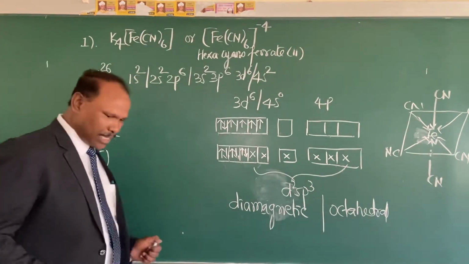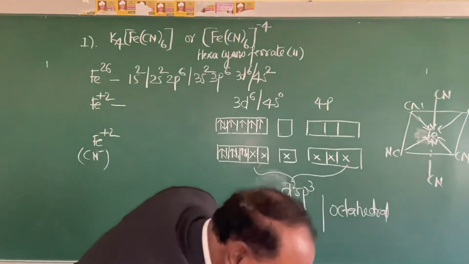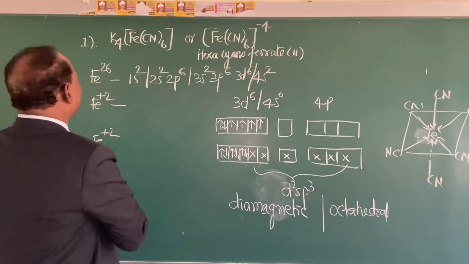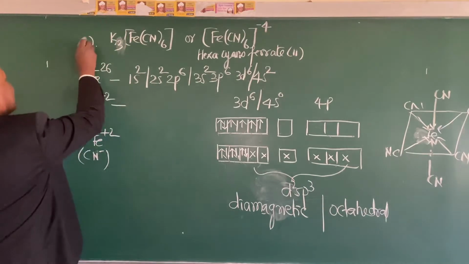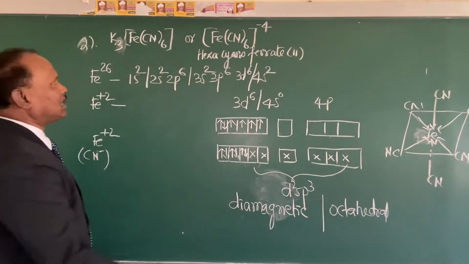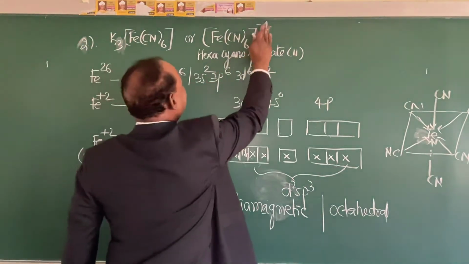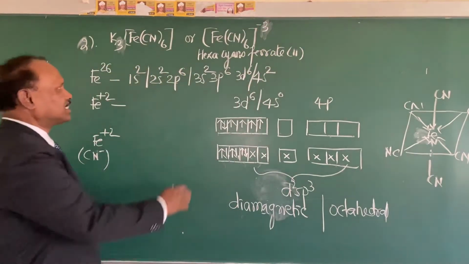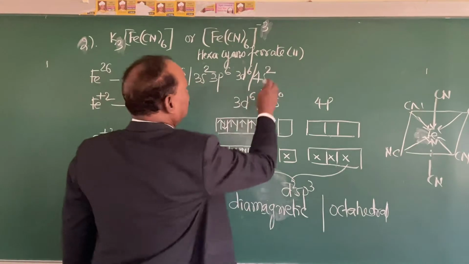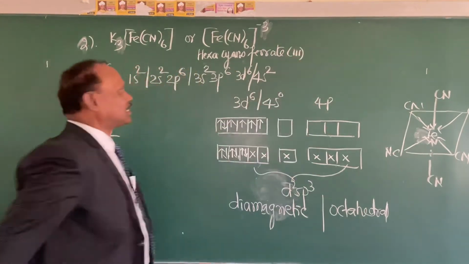And let me explain now another complex ion, potassium ferricyanide, [Fe(CN)6], carrying a charge of -3. It is called hexacyanoferrate(III) complex ion.